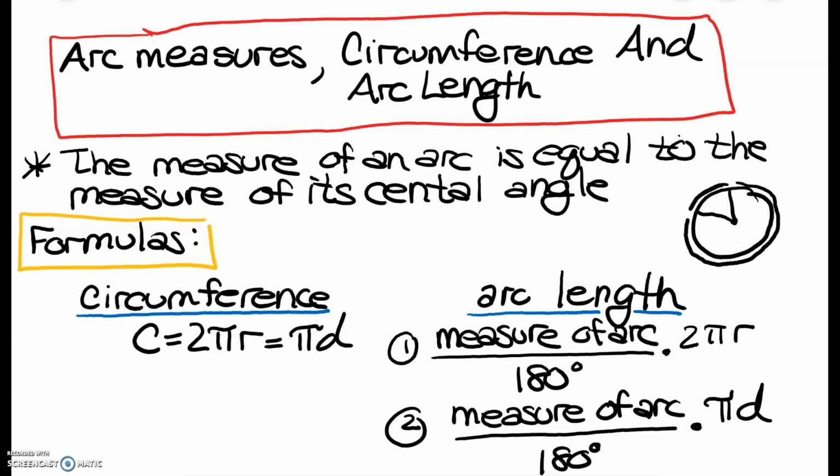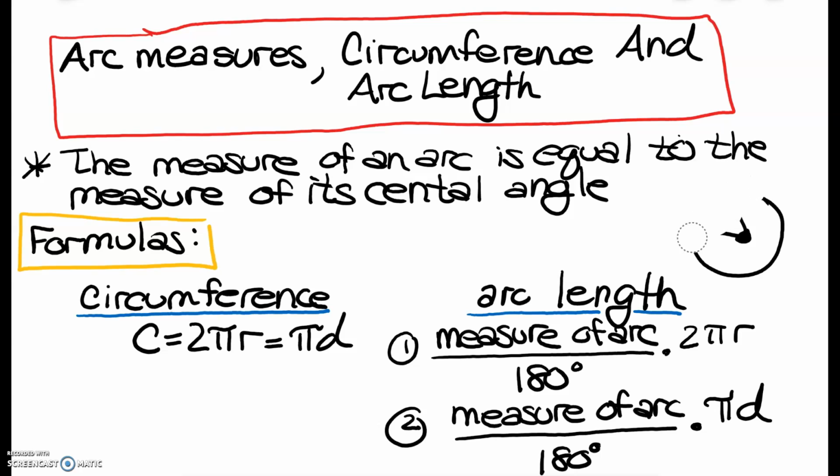So I could say the measure of this arc is 30 degrees. The measure of the rest of the arc, since a circle is 360, would be 330 degrees. So the measure of an arc is the same as the measure of its central angle. If I told you this central angle, whose vertex must be the center of the circle, is 45 degrees, the measure of this arc is also 45 degrees, and that is what it means that the measure of an arc is equal to the measure of a central angle.